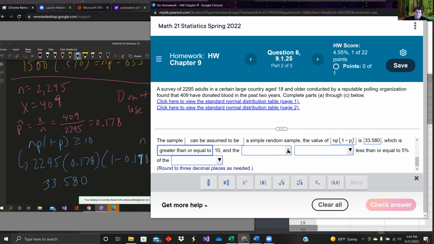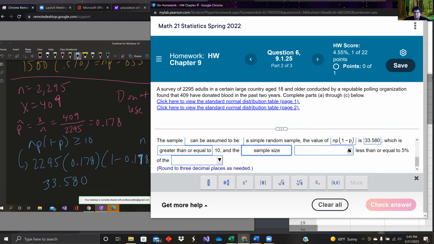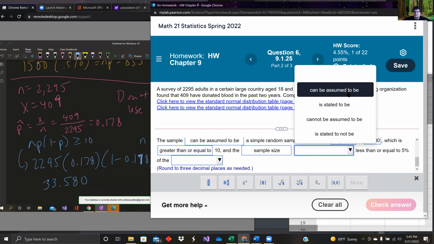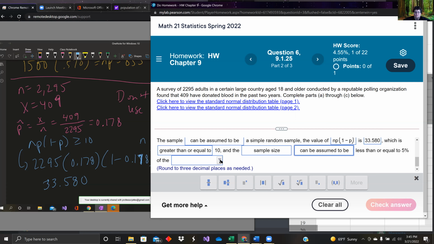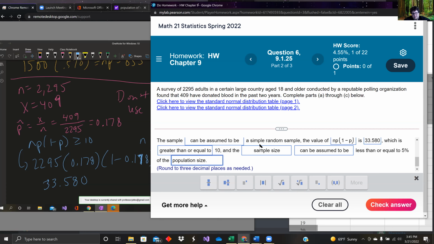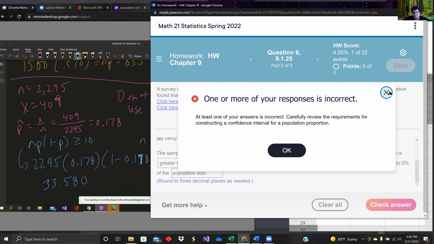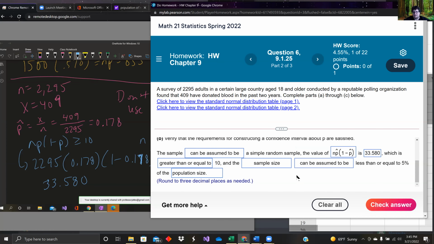And then we wanted the sample size to be less than... We can assume it to be, since the country is large, less than or equal to 5% of the population size. So assuming I did this calculation over here on the left correctly, that should work. Oh, no. Did I do my calculation wrong?